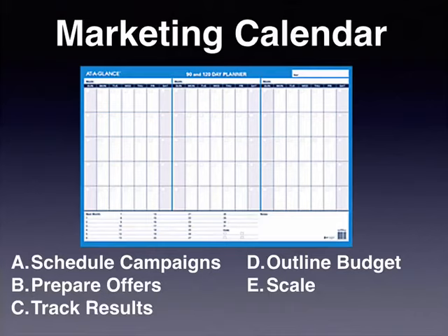Marketing calendar. This is basically how I manage everything that I'm doing. I use these at-a-glance calendars, these 90 to 120 day planners, to outline everything that I'm going to do for the next 90 days or whatever. If I turn it over, it's 120 days on the other side. So this is 3 months.